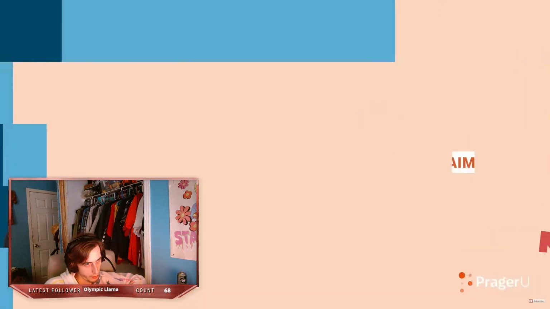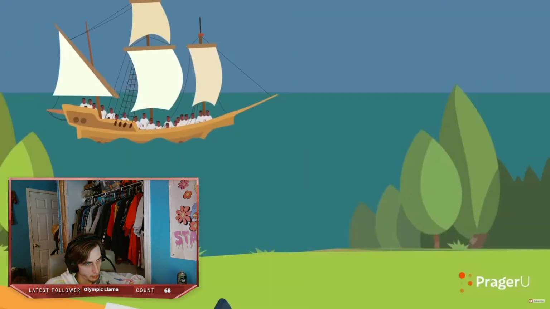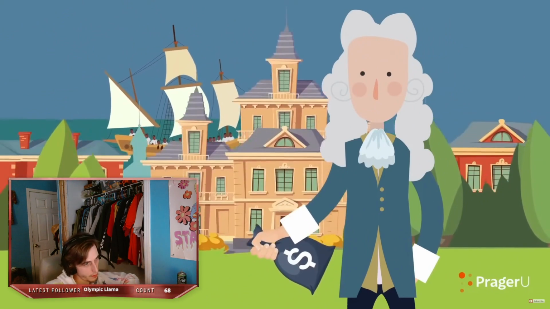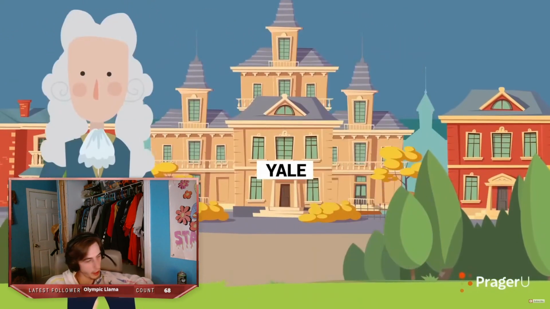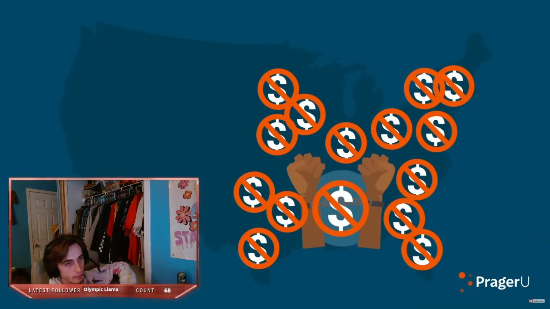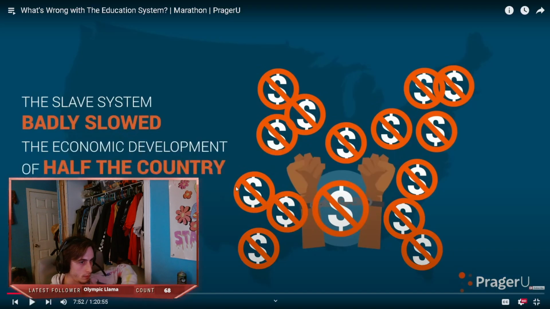2. Slavery made America rich. Slavery made some Americans rich, true enough. Eli Yale, for example, made a fortune in the slave trade. He donated money for the university that is named after him. But the institution of slavery didn't make America rich. In fact, the slave system badly slowed the economic development of half.